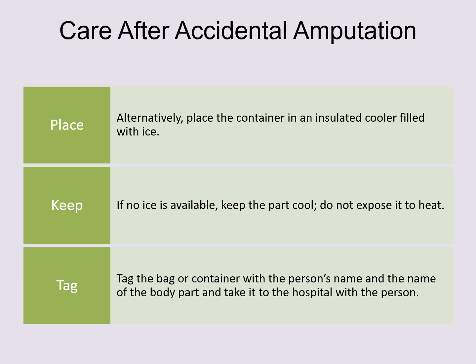So here's another care after an accidental amputation. You want to alternatively place the container in an insulated cooler filled with ice if possible. So we want to keep it cool because tissue will break down and die if it gets hot. If no ice is available, though, keep the part cool. Do not expose it to heat. It's like cooking a piece of meat. We don't want to do that, right? Tag the bag or container with the person's name and the name of the body part and take it to the hospital with the person.